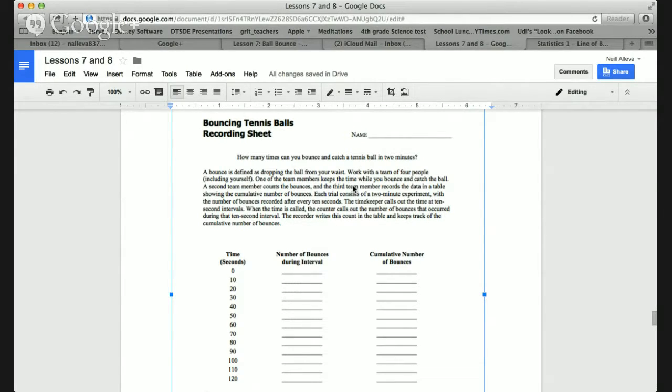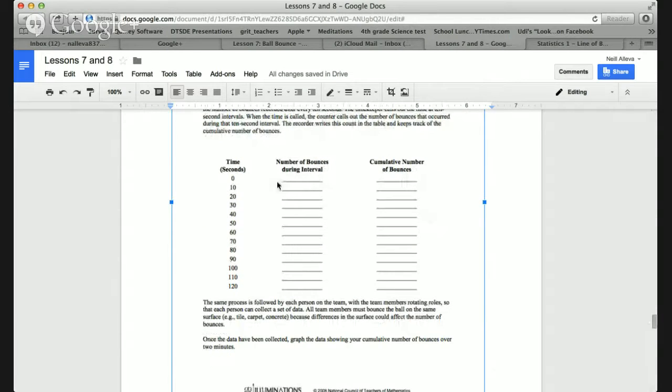One team member keeps the time, like I said, while another bounces the ball and catches the ball, while another team member counts the bounces, a third team member records the data in the table, which is down here, and then there's also a timekeeper who calls out the time at the 10-second intervals. Once the students go through the 120 seconds, the 2 minutes, they'll switch. So if I was keeping time, maybe it's now my time to bounce the ball, or maybe it's my time to keep track of the number of bounces in a 10-second interval.